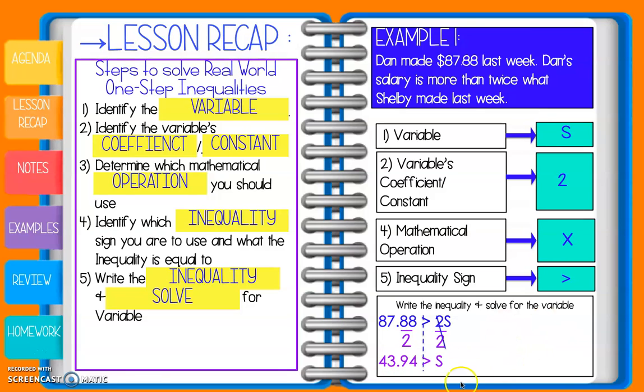Okay, so let's graph our solution set. We're going to have our number line. I'm going to put my 43.94 on here. S is less than, so I'm going to have an open circle and a line to the left.